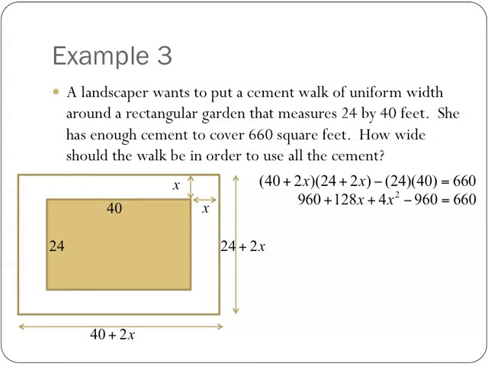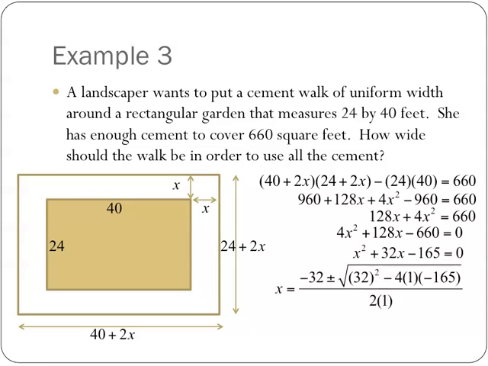We see we have a quadratic here, so we go ahead and move everything over to one side, cancel things out. We're left with 4x squared plus 128x minus 660. For this, we can actually divide everything by 4: x squared plus 32x minus 165 equals 0. See if that's factorable. And in this case, it's not, so we're going to resort to using the quadratic formula.